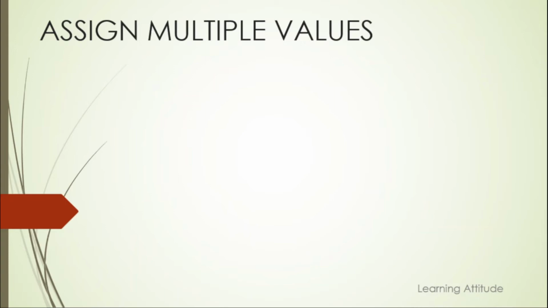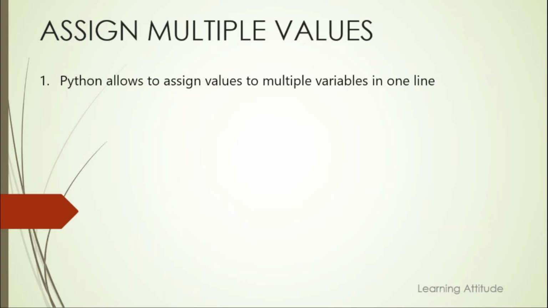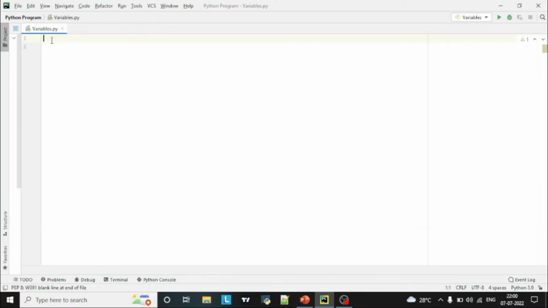Assign multiple values. How can we assign multiple values to the variables? Python allows you to assign values to multiple variables in one line. Meaning we can assign multiple values to multiple variables in a single line. So let's see one example for this.